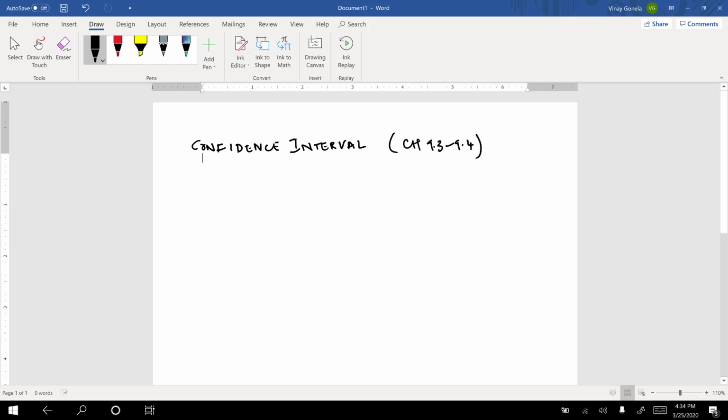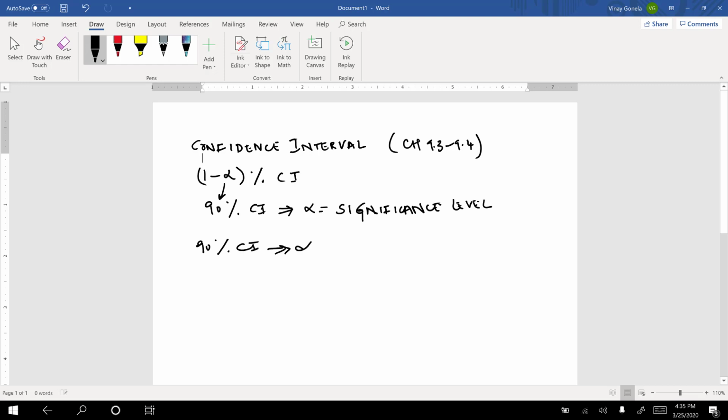Usually for a confidence interval we say 1 minus alpha percent confidence interval. So when I am saying 90% confidence interval, 1 minus alpha is 90%. Alpha is also called the significance level. So when I say 90% confidence interval, alpha would be 0.10, which is 1 minus 0.90. If I say 80% confidence interval, alpha would be 0.20.